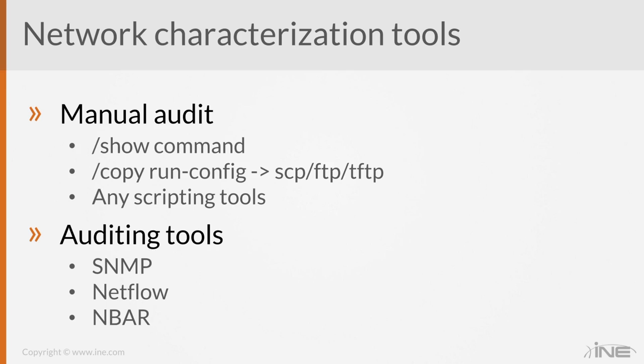You can also copy your run config to a TFTP server, FTP, SCP server, whatever. You could even copy and paste the actual running configuration if it's not too large, and then you can pull a lot of information from this. Any scripting tools, there's a lot of scripting tools, especially if you go on INE's website. There's this nice section on Linux where you learn how to create scripts to look for information within a file. And then your auditing tools, your regular auditing tools, your SNMP, NetFlow, and NBAR.